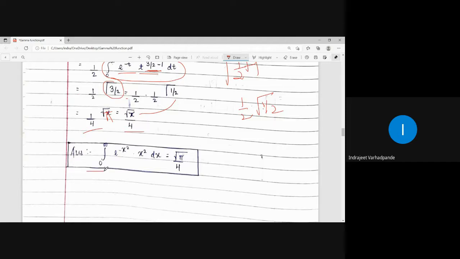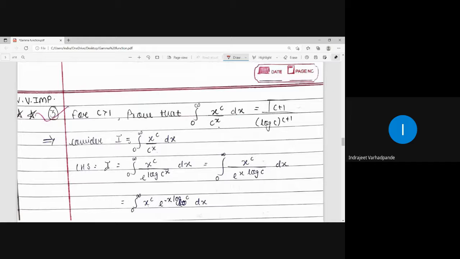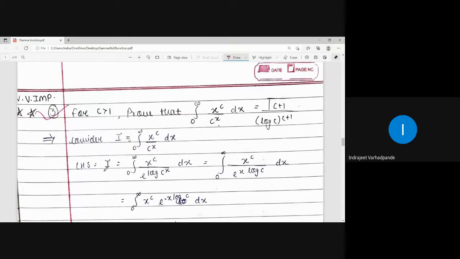Integral 0 to infinity e to the power minus x square into x square dx is under root of pi by 4. This is a very, very important example connected to the gamma function.